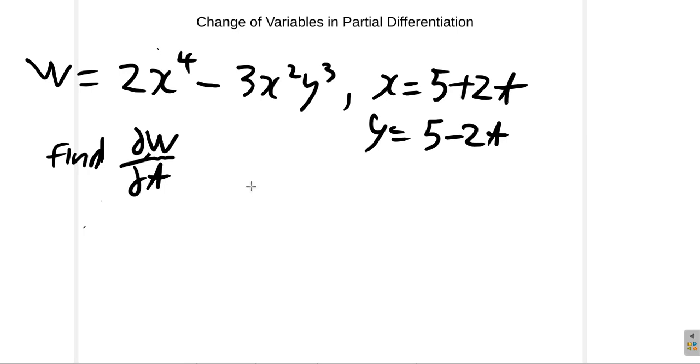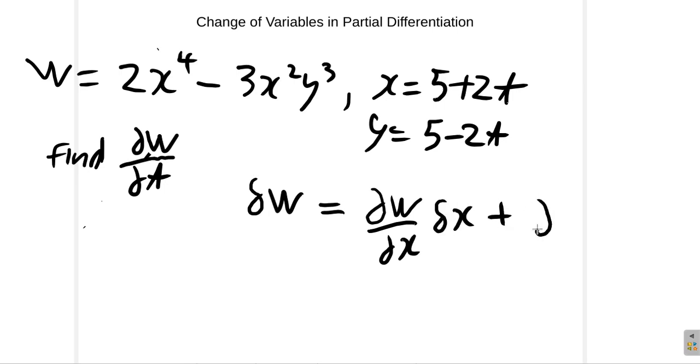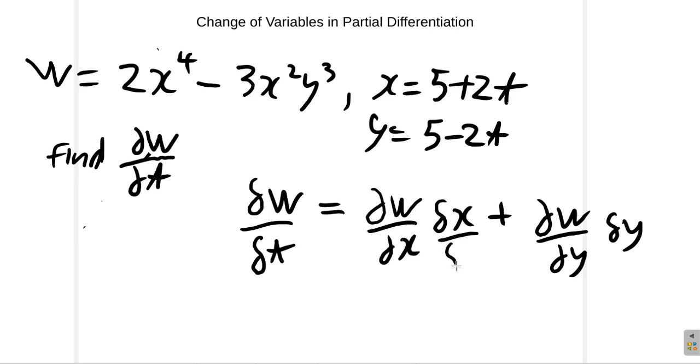Now, the main formula, you should remember. A small change in w is equal to the partial derivative of w with respect to x, that means the rate at which w changes as x changes, times a small change in x, plus the rate at which w changes as y changes times a small change in y. Now what we want eventually is the rate at which w changes as t changes. So let's say we have a small change in w divided by a small change in t, so we divide here by a small change in t and here by a small change in t as well.